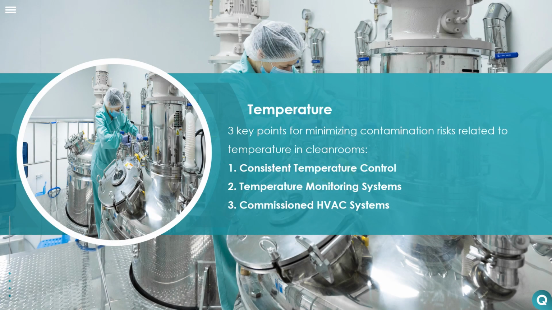Here are 3 key points for minimizing contamination risks related to temperature in cleanrooms. Firstly, you must have consistent temperature control, i.e. keep the cleanroom at a steady temperature to prevent conditions like condensation that can lead to contamination. 2. Temperature monitoring systems. Use temperature mapping and continuous monitoring to detect any variations. Ensure sensors are calibrated regularly to maintain the required temperature.